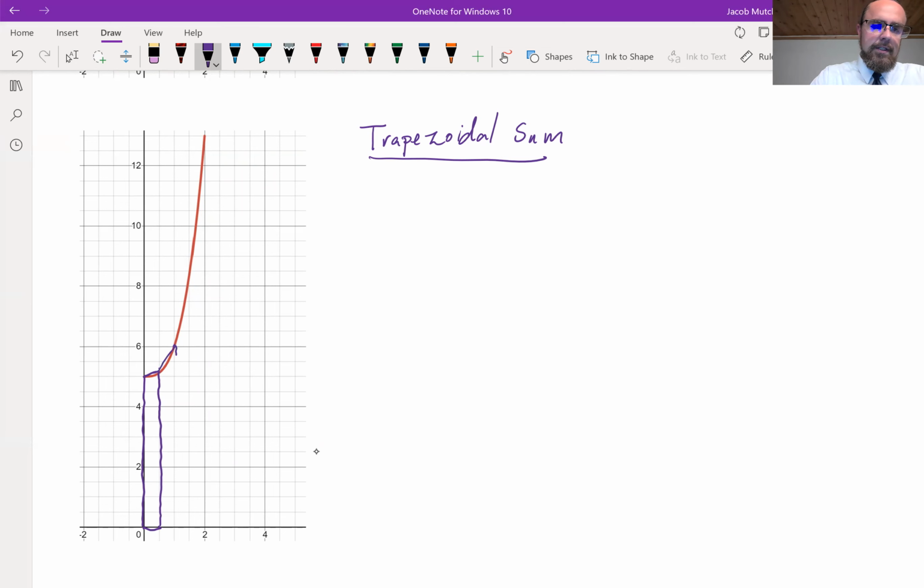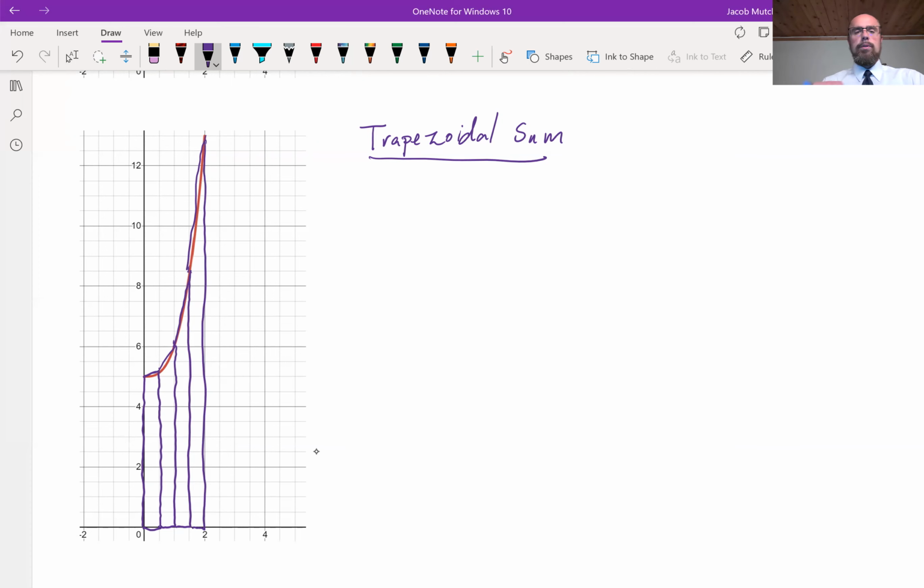And so you can see that the quadrilaterals that we're forming are much closer to the actual curve than even our midpoint rectangles. And we'll finalize here with that fourth trapezoid. So again, the graph helps us to visualize it.